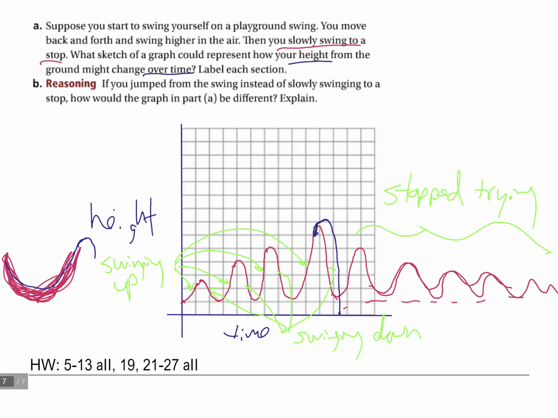So that's the graph. How would the graph be different? Explain. Well, we have a little bit more momentum here. The swing isn't pulling us back, so we go a little bit more up, and then gravity is pulling us back down to earth quickly. And it's all the way down to the ground because the swing isn't holding us up from the ground anymore. That's the explanation. So anyway, that's this section. You can do the homework now, so get after it.